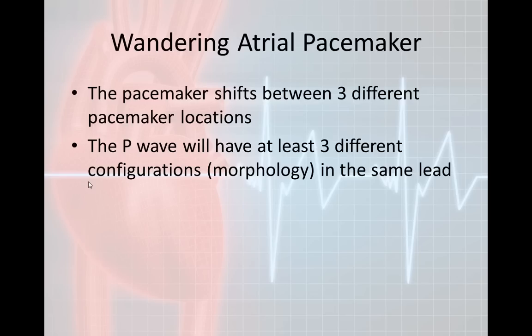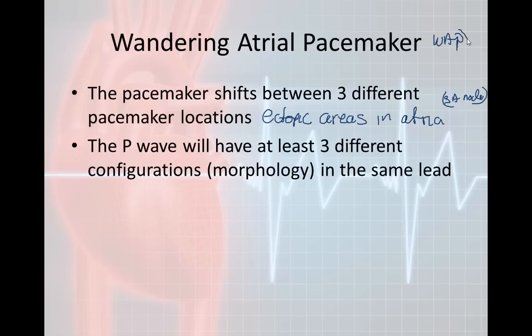A wandering atrial pacemaker is where there are three different pacemaker locations, or you could also say three different ectopic areas that are in the atria that are all competing to try to be the primary pacemaker of the heart, basically. Usually one of these involves the SA node, and then you have two other ectopic foci somewhere in the atria up there.